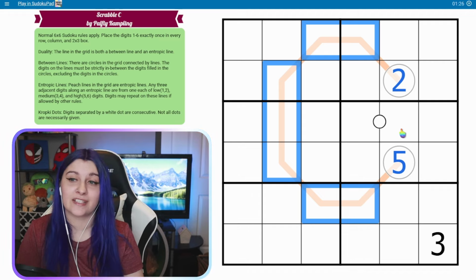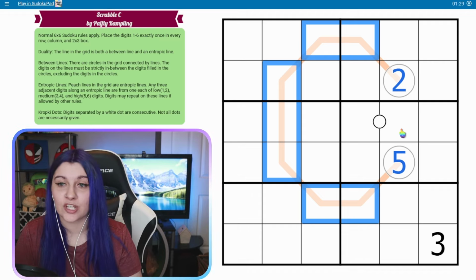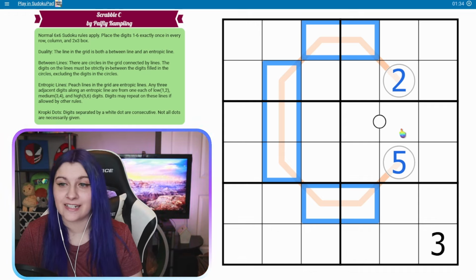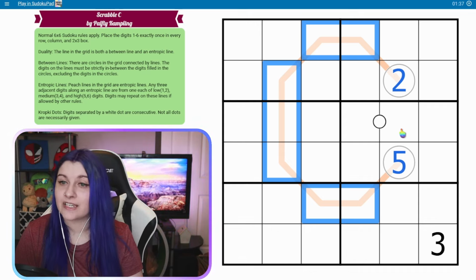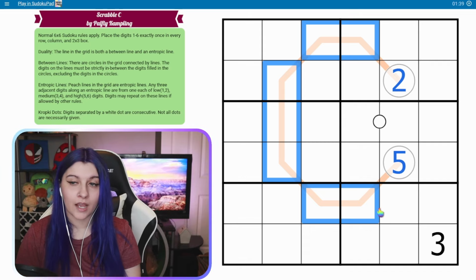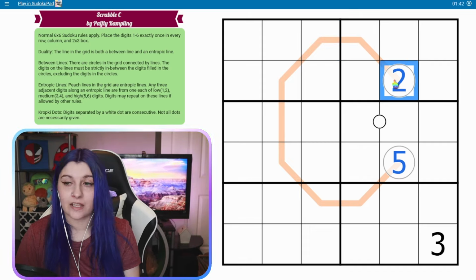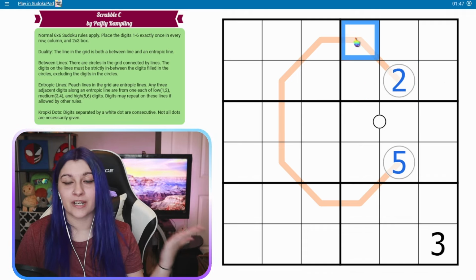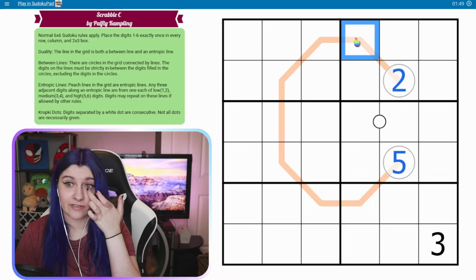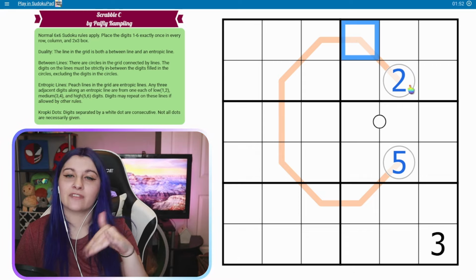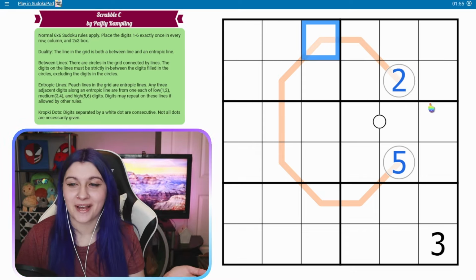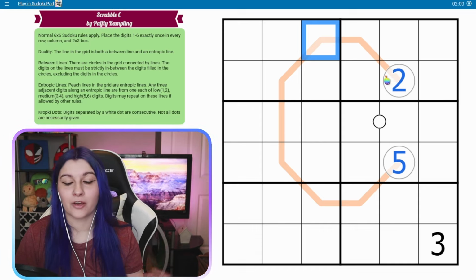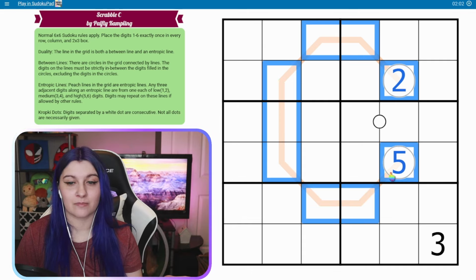Entropic lines. Each line in the grid is an entropic line. Any 3 adjacent digits along an entropic line are from one each of low, medium, and high digits. Digits may repeat on these lines if allowed by other rules. So because this is a low number in my example, a 1 or a 2, this would have to be a 3 or a 4 or a 5 or a 6. It doesn't have to go low, medium, high. It could go low, high, medium, or high, medium, low, medium, high, low, however you want, but the pattern has to repeat ABC, ABC, ABC.